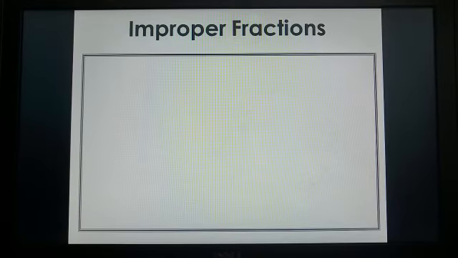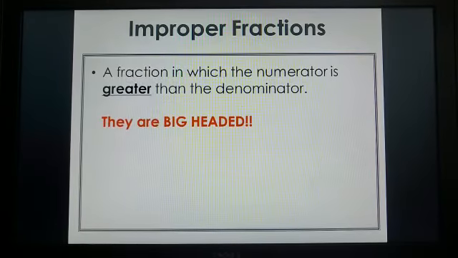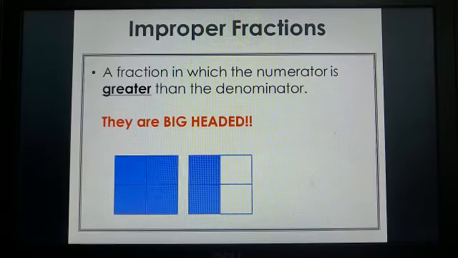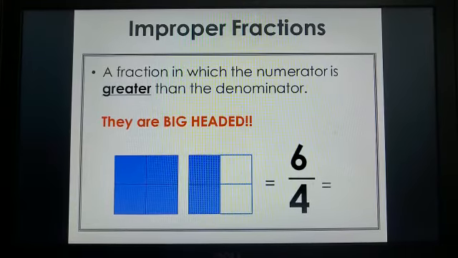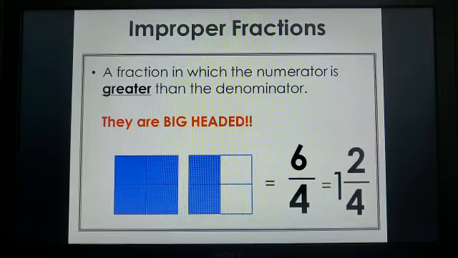Improper fractions. This is a fraction where the numerator is greater than the denominator. We call them big-headed. So for example, this one has 6/4. It can also then be put into a proper fraction of 1 and 2/4. But the 2/4 can be simplified. I divide both by 2. I've now put my fraction into a proper fraction.